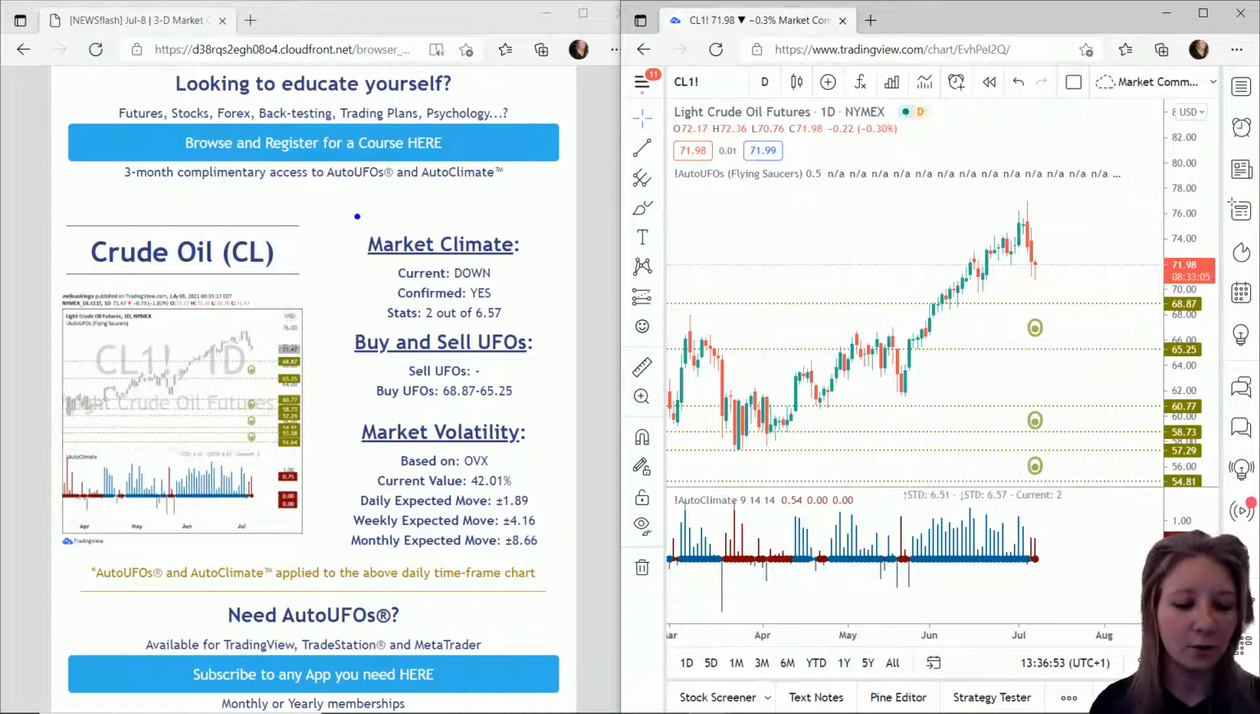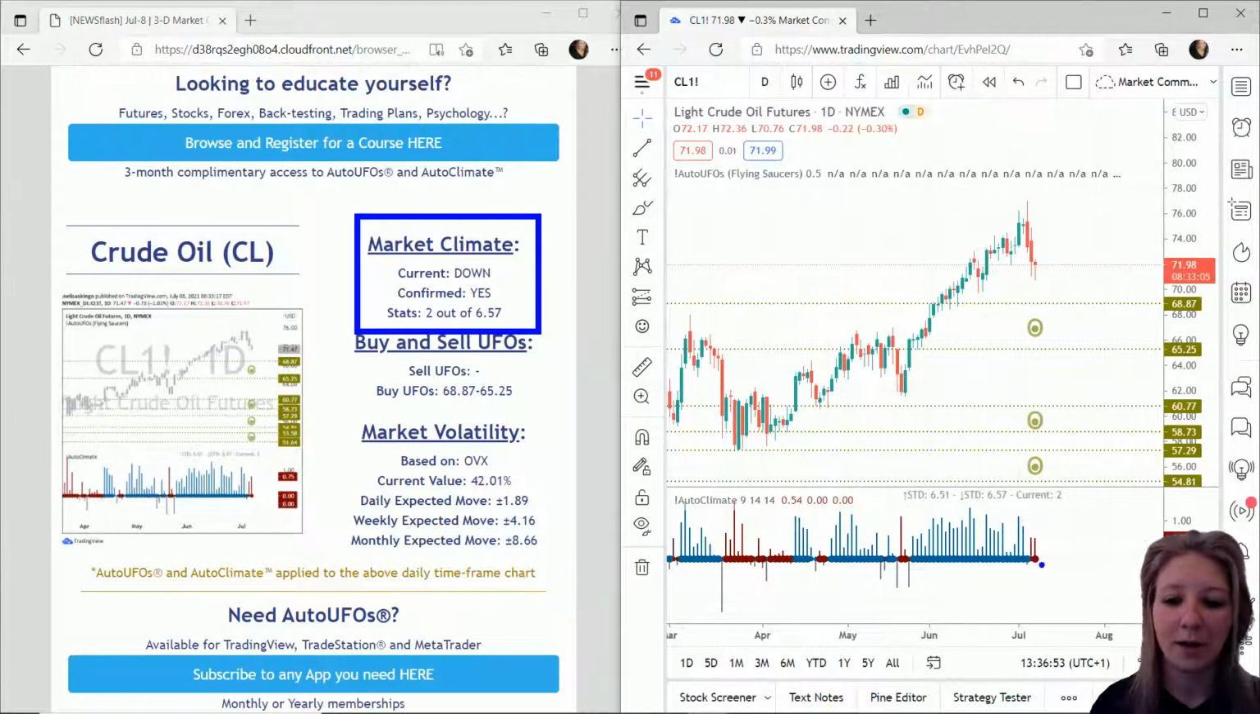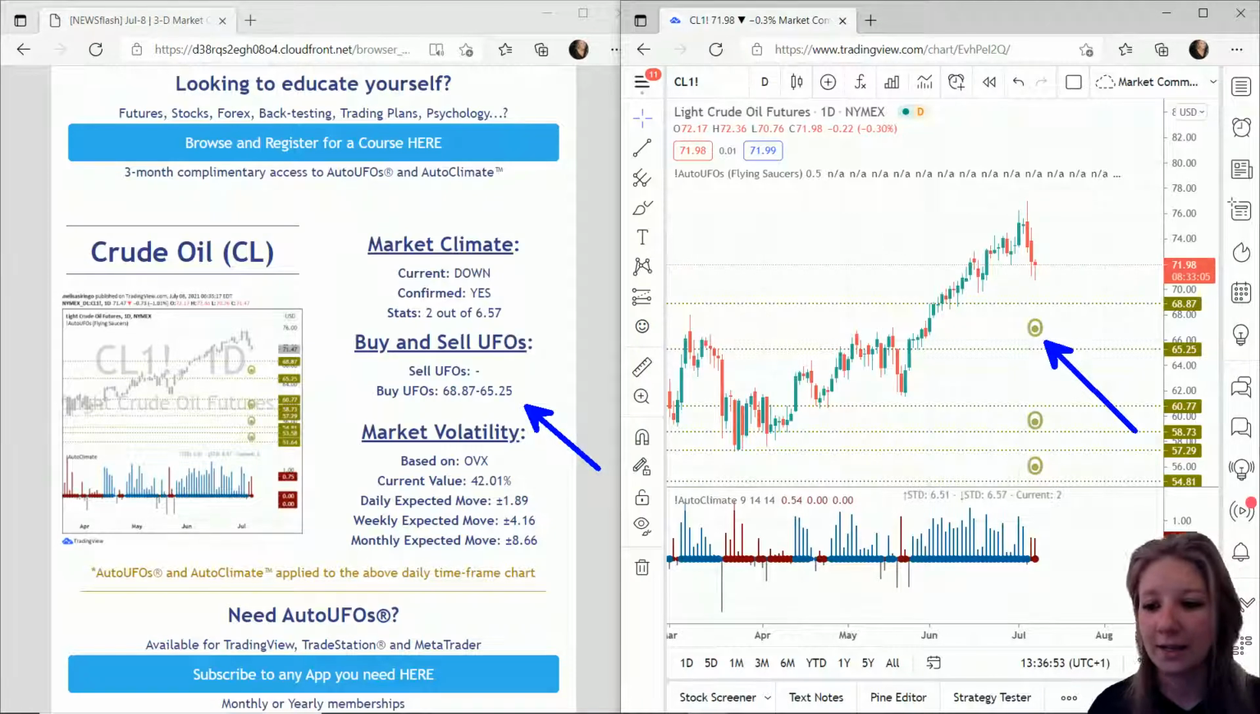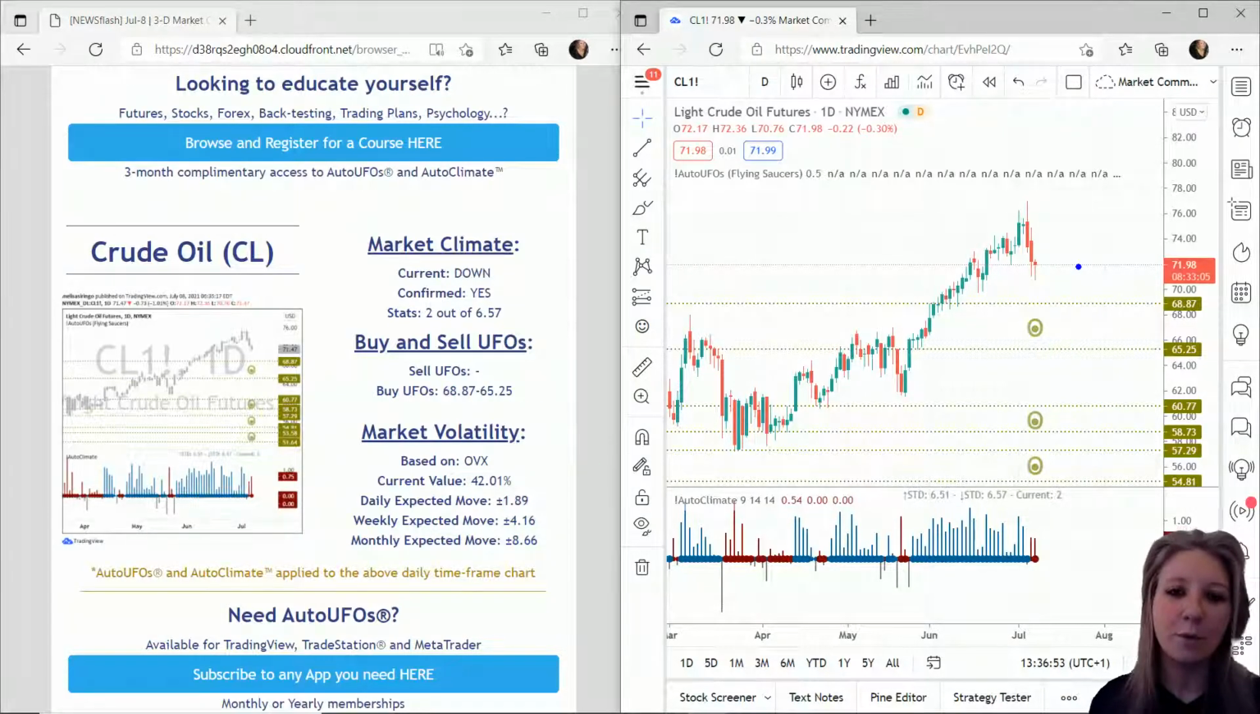Okay, so oil, we have a confirmed downwards climate, thick red dot, probability there to the downside. This market usually goes down for 7 candles. We're on candle number 2. So again, kind of at the start of a move to the downside. So hopefully see that come down a little bit more. Got probability there. We have buy UFOs just here at 68.87 to 65.25. So if we were to hit this stack of buy orders, we may see a reversal there. But for the time being, probability to the downside with oil.